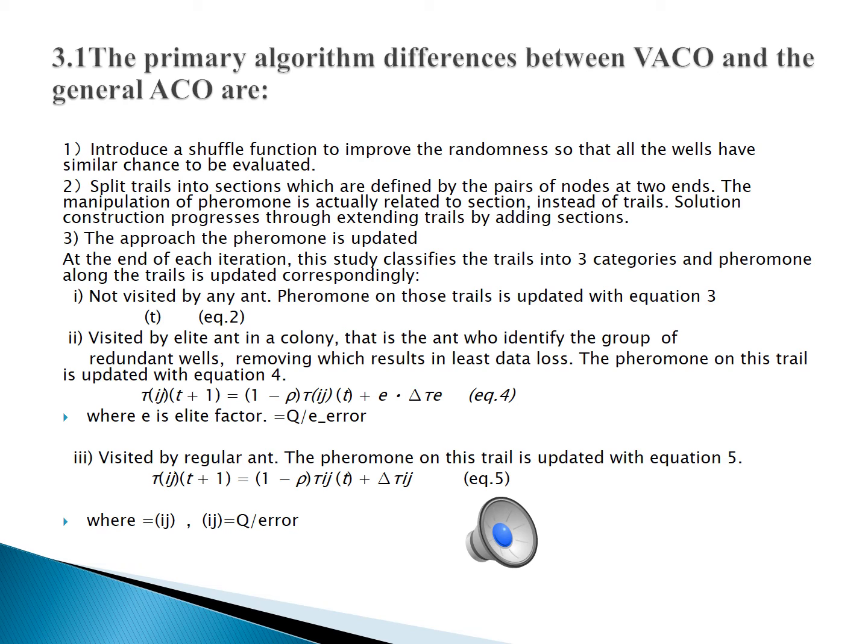The procedure of using the variable ACO for LTM, for ants to search for the best route, is demonstrated in figure 1. This variable ACO consists of 3 loops. Loop 1 for iterations, loop 2 for ants in the colony, loop 3 for the number of redundant wells.